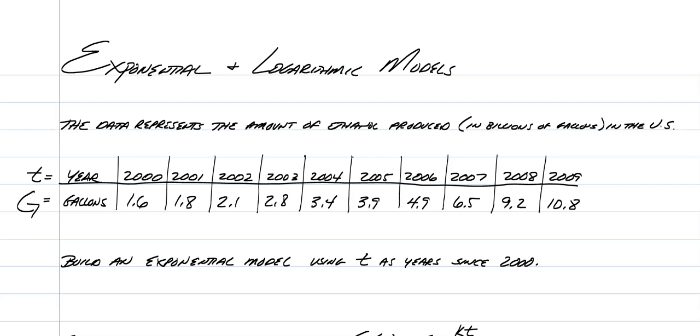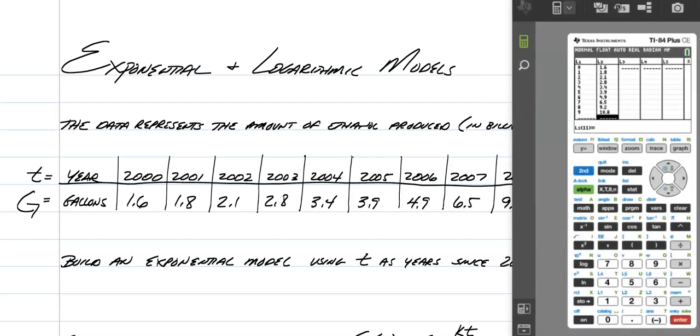So this is not going to surprise you because we've done this for linear models and quadratic models, and you can do it for exponential models. What you need to do is add your T into L1 and G into L2, just like we've done in the past. Your calculator can also do exponential and log regressions as well.